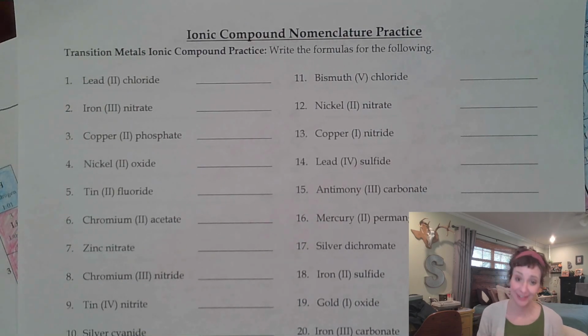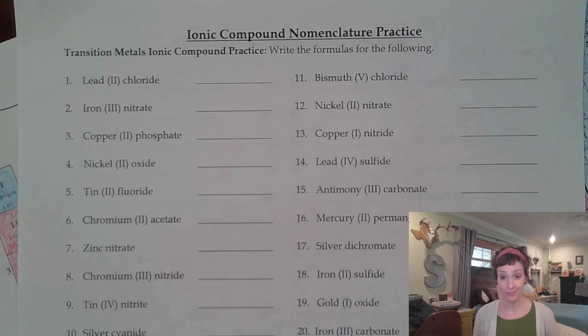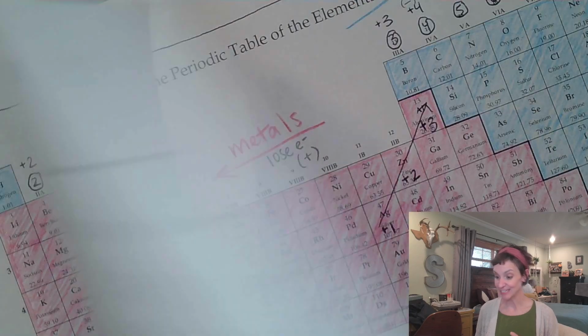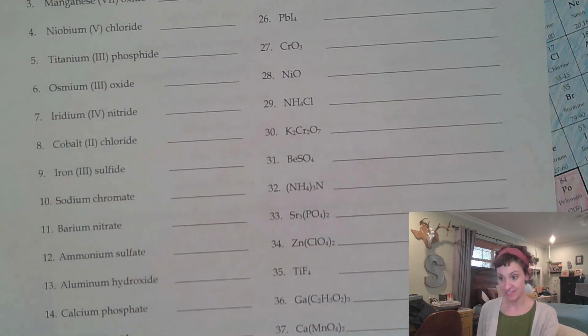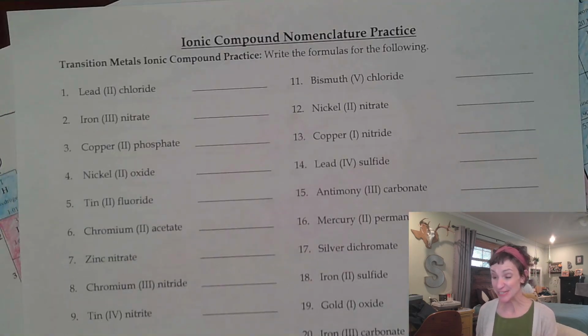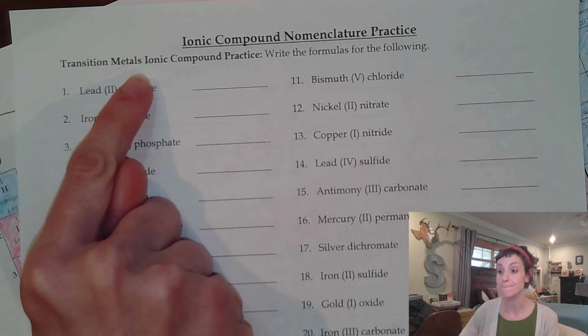Okay, so we are on part 3 of our ionic nomenclature journey. This is becoming quite the journey. This is the last new information that we're going to learn, and then we're going to spend some time practicing it over and over and over again. So what we're introducing on page 3 of our nomenclature practice is transition metals.